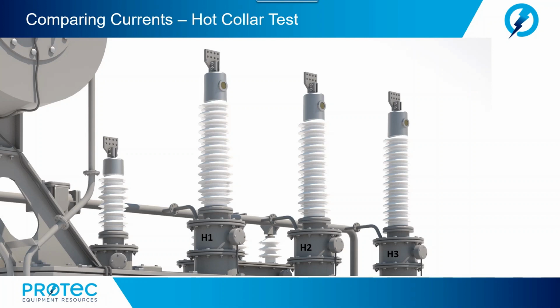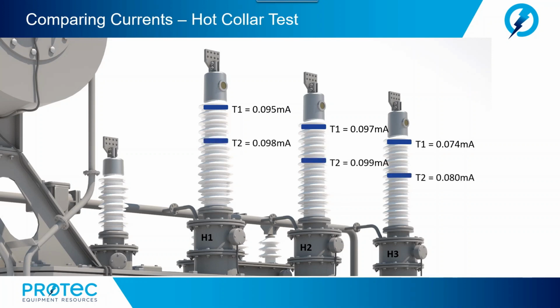So, what conclusions can we draw from the following test example that we're going to illustrate. We're going to make 3 sets of measurements starting at the top of the bushing, working our way down, and the results are going to be as shown. So, at the top of the bushing, we're going to record our leakage current for bushing H1, bushing H2, and bushing H3. Now, working our way down, we go to mid-bushing.